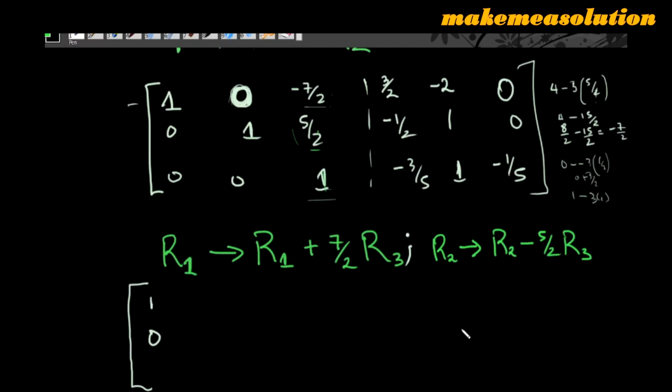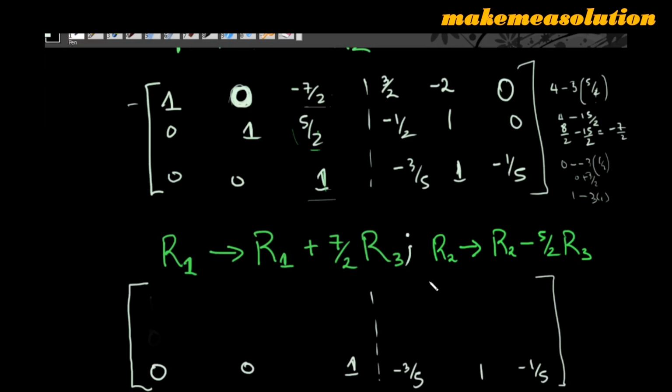So I'm doing 2 things at once. The only thing that is not changing here is row 3. Row 3 is going to remain the way it is. Okay, row 3 is going to remain the way it is. Then every other thing will change. So row 3 is going to remain as 0, 0, 1. Then I have minus 3 over 5, 1, minus 1 over 5. So this is row 3. So row 1 and row 2 are about to change.